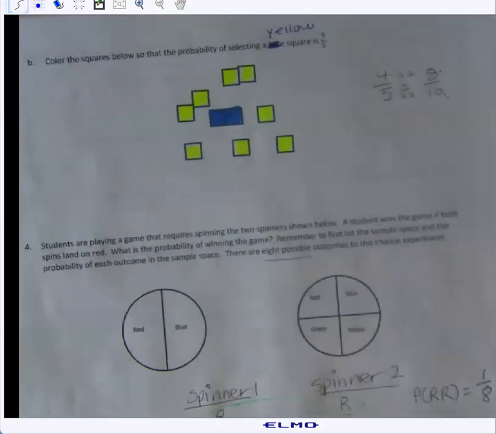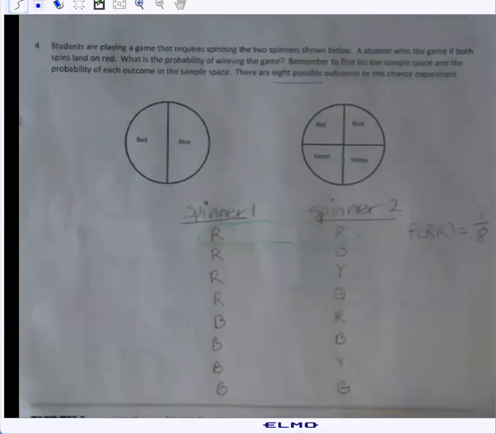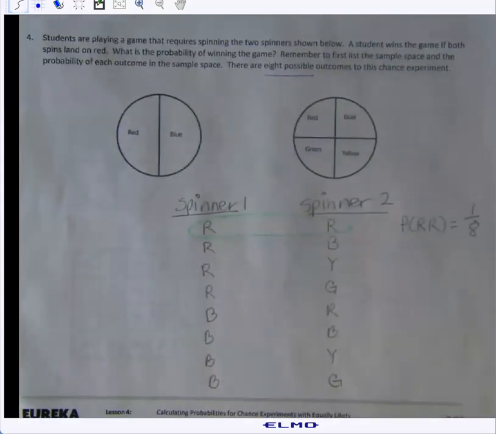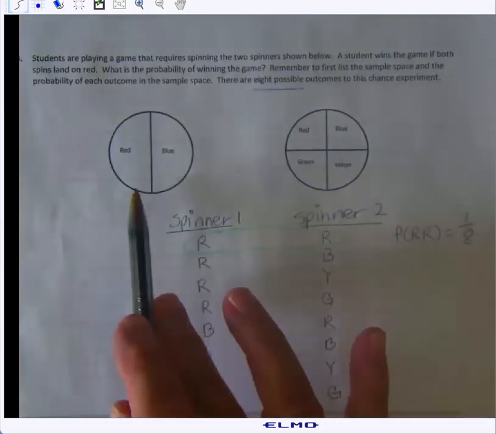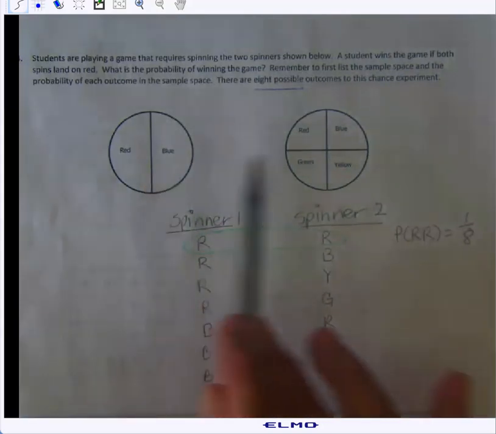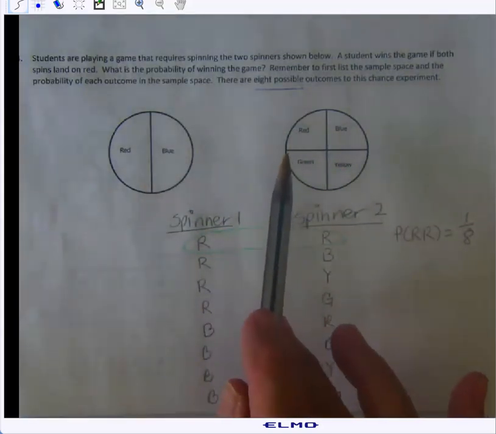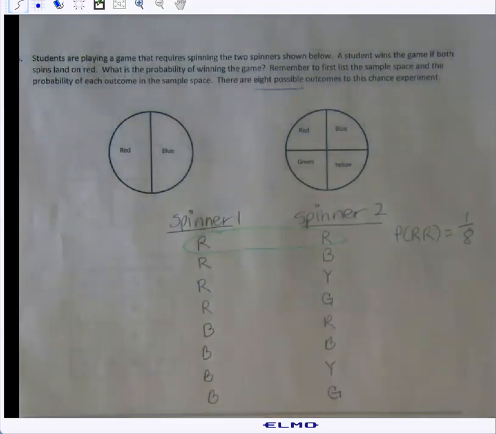All right, last one is 2 spinners, okay? This can be complicated. What they're asking you to do is to look at these 2 spinners, pretend that you're going to play a game where you need to spin both spinners, and you will quote unquote win if they both land on red. Okay? And the question is, what is the probability of that happening?